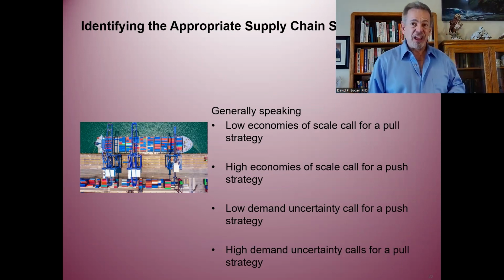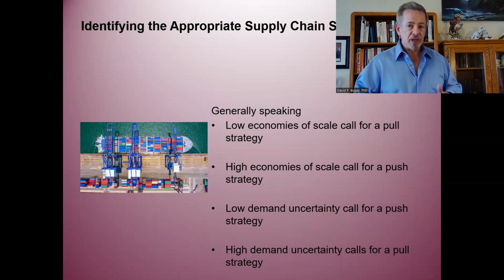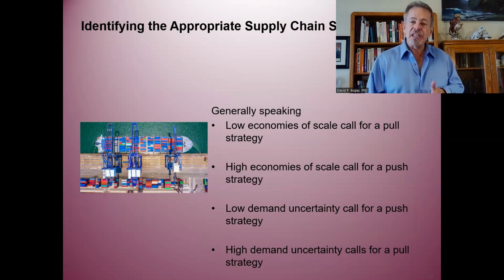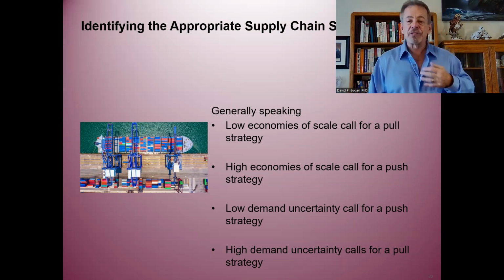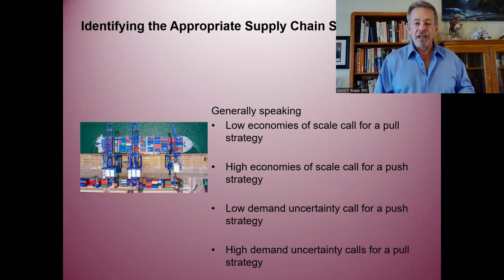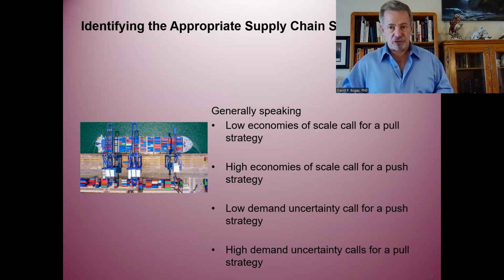Low economies of scale, I need it now, and you buy smaller chunks. That's going to pretty much be a pull strategy almost all the time. Keep those two in mind. And with low demand uncertainty and high demand uncertainty, you're going to say, am I going to get it? I'm not certain. Push, push, push. Okay, so that high demand uncertainty calls for a pull strategy.